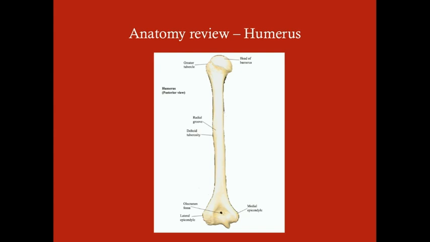rotator cuff. So if you go down the diaphysis of the humerus, you see the radial groove, and the radial groove is going to be important because it also serves to remind you that the radial nerve travels very intimately with the humerus. The radial nerve is right next to the bone as it travels down, and the radial nerve travels posteriorly and then anteriorly as it moves distal. So it kind of wraps around the humerus.